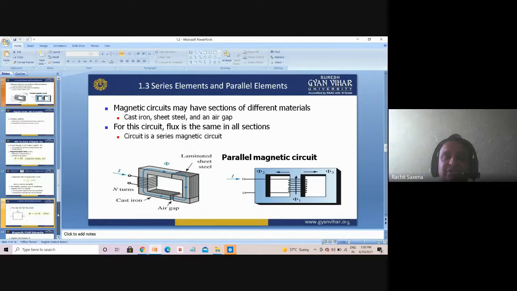Understand about series and parallel magnetic circuits? In a simple way, if the flux has the same value in all directions and all sections, then it is series. But if the flux has different values in different directions or sections, then it is parallel. Okay, now move forward.